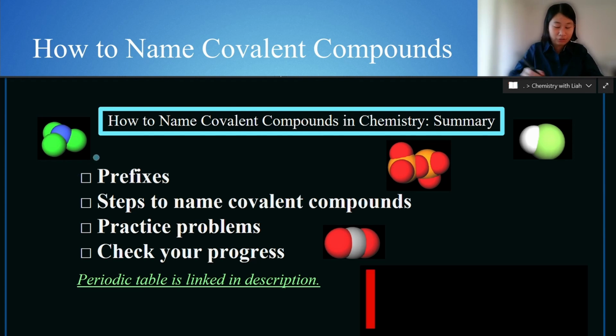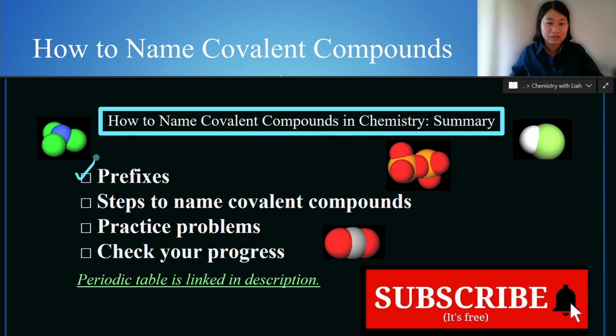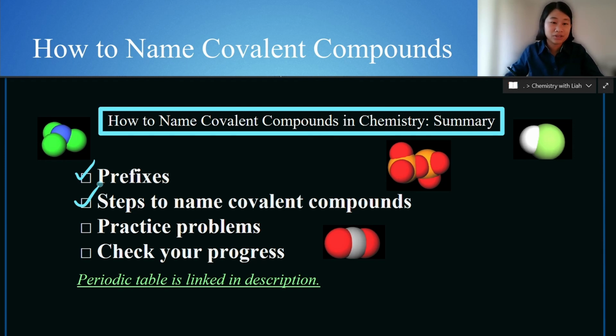So first I'm going to go through the prefixes used in this system of naming. Then we're going to go through the steps to name the compounds. And then I'm going to do some practice problems. And then I will give you some problems to practice on your own and check your progress on this topic. For this last section, feel free to answer in the comments. Now a note here is that the periodic table is provided in the description.